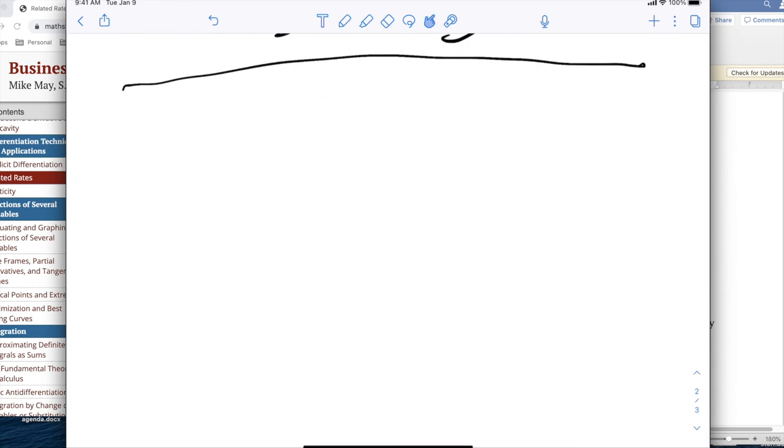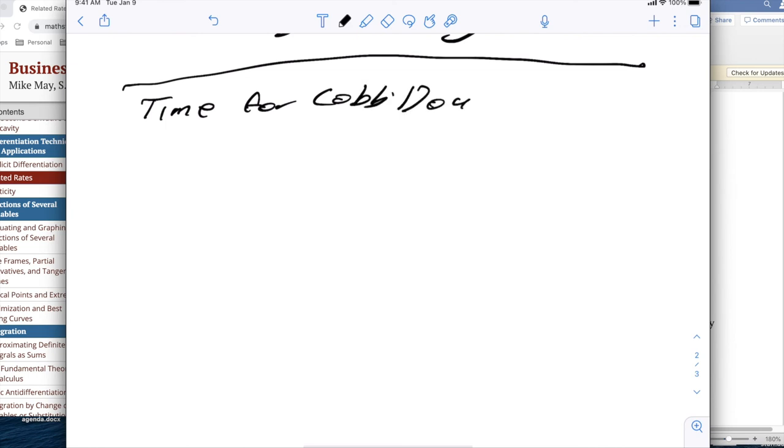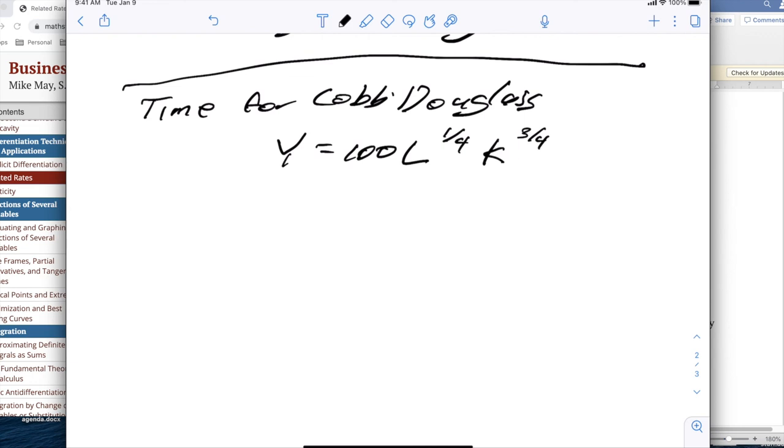The last problem I want to look at in the section is time for Cobb Douglas. Recall what we have is our basic equation, y equals 100 times labor to the 1/4 times capital to the 3/4. And we had asked about d-labor, d-capital, and d-capital, d-labor, but what I may be interested in is if I know d-labor dt, find d-capital dt.